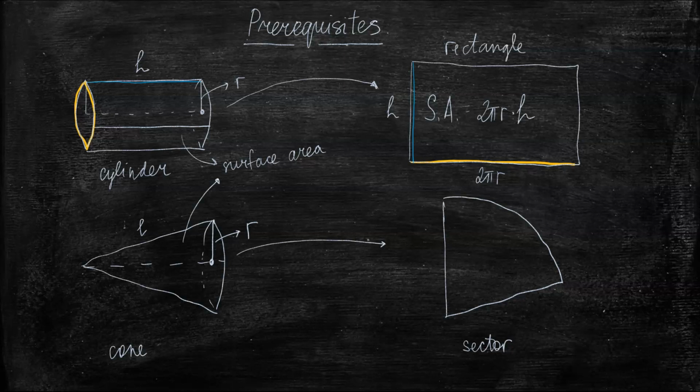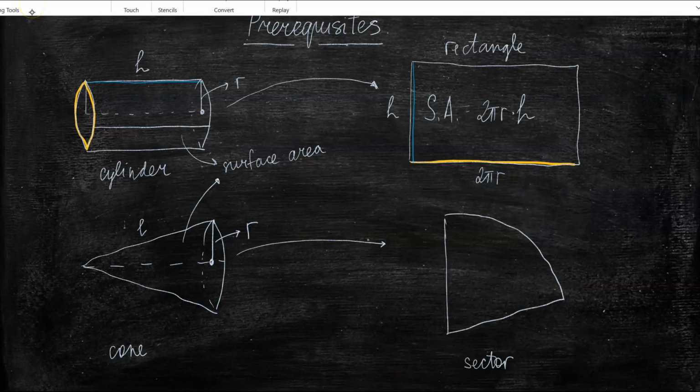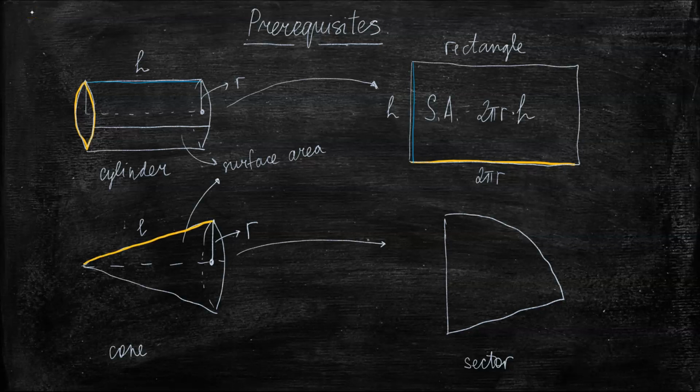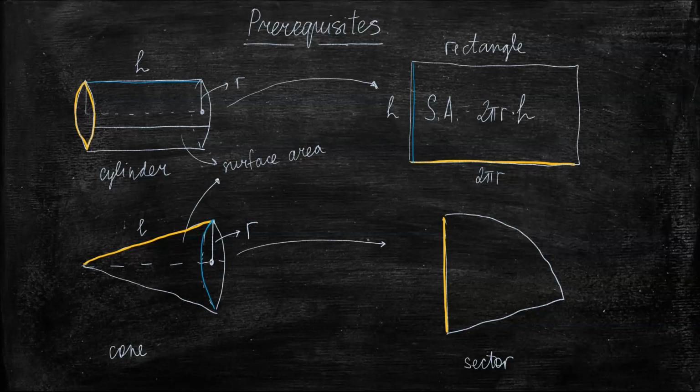And what do we know about this sector? We know that what used to be L is now the radius, and what used to be the circumference of the base is now a piece of this arc. And for everything we do have formulas, as we are familiar with this geometric object.